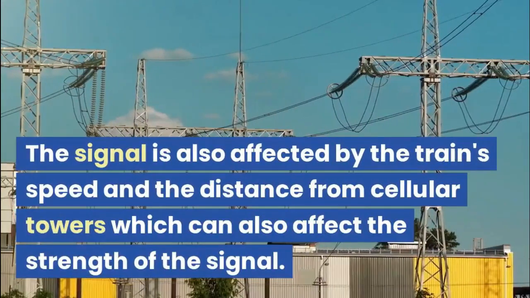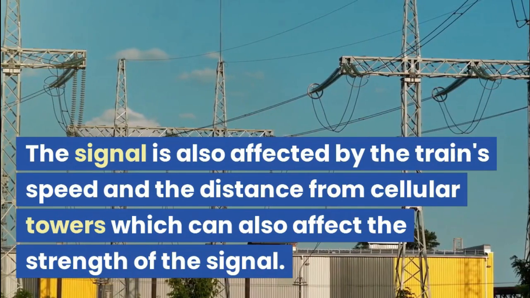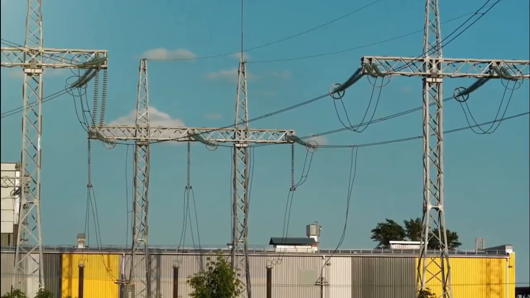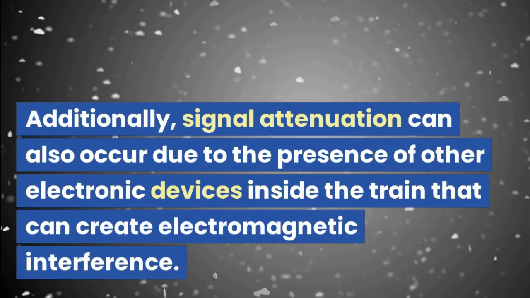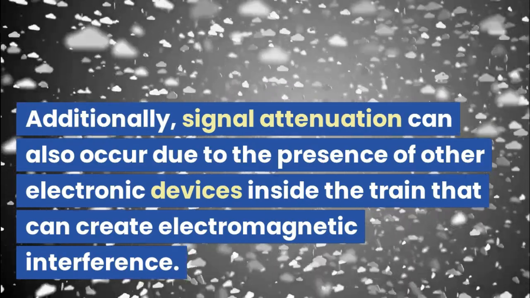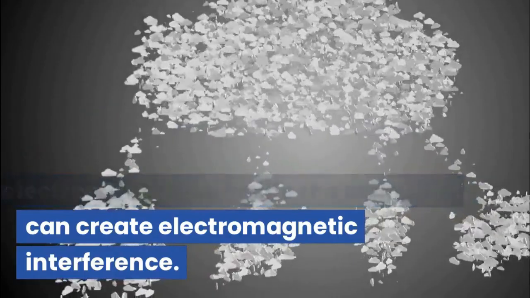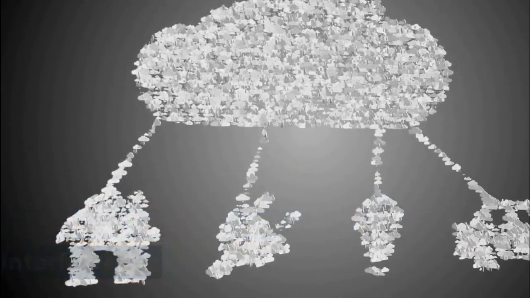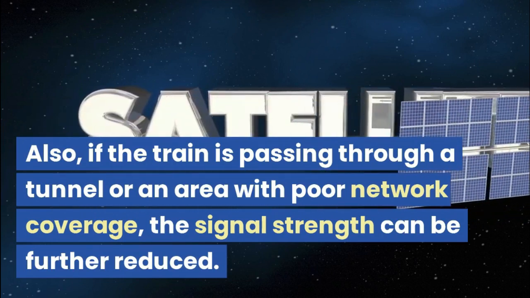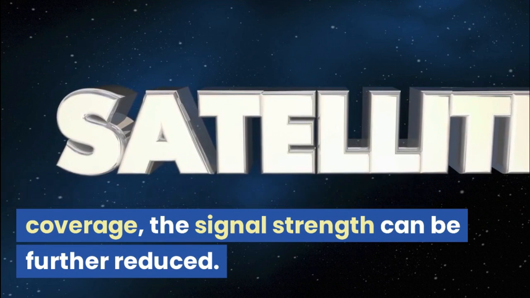The signal is also affected by the train's speed and the distance from cellular towers, which can also affect the strength of the signal. Additionally, signal attenuation can also occur due to the presence of other electronic devices inside the train that can create electromagnetic interference. Also, if the train is passing through a tunnel or an area with poor network coverage, the signal strength can be further reduced.